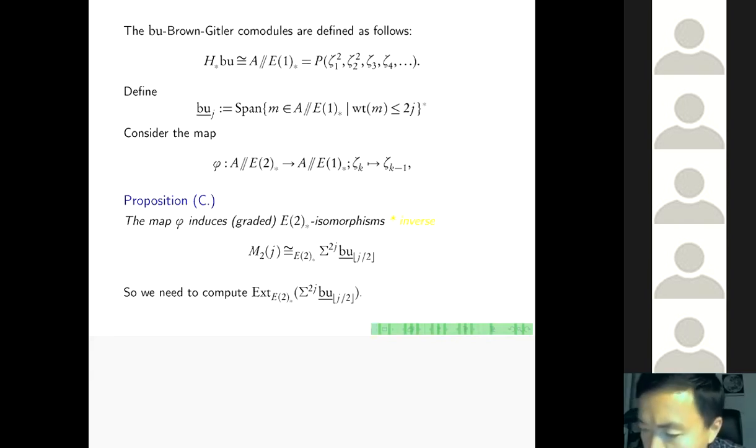In particular, the jth M2J thing is going to be the same as, as an E2 comodule, a 2J-fold suspension of this floor of J divided by 2 BU-based Brown-Gittler subcomodule. So we want to figure out a way to compute Ext of these things. It's an equivalent thing to try and compute Ext of these BU Brown-Gittler subcomodules.